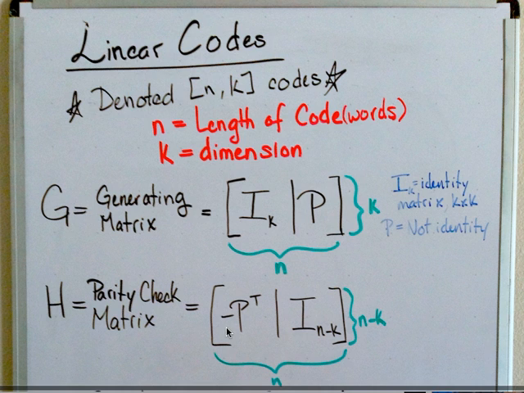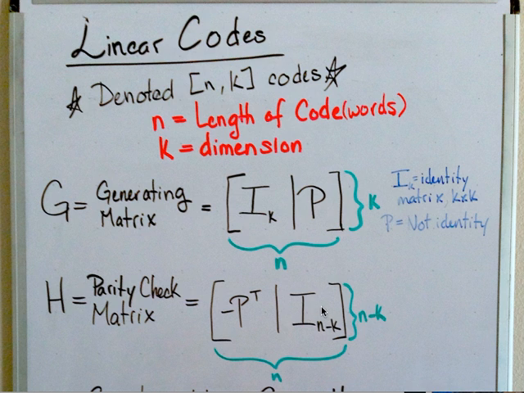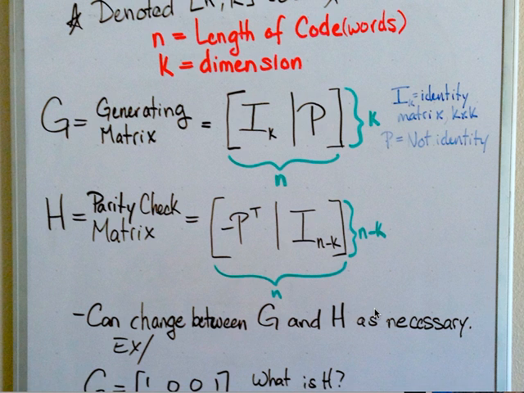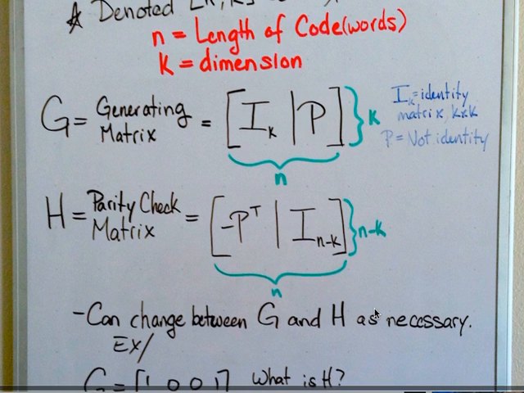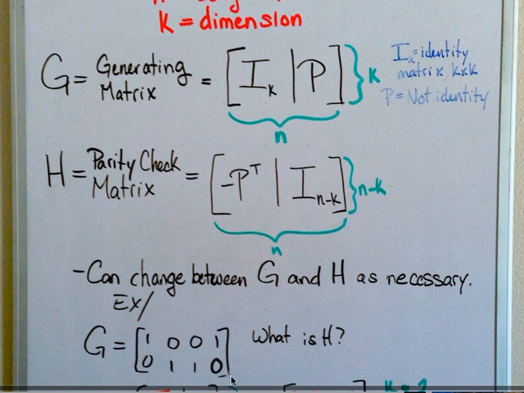The H, the parity check matrix, will be similar but not the same. H has the form negative P transposed, and then the identity matrix that is n minus k. So it has, as you can see, the same length n, however the height will be n minus k. We can change between G and H as necessary, depending on what we're trying to solve for. We'll flip back and forth between them. So for example, if G, the generating matrix, is this matrix here, what is H?